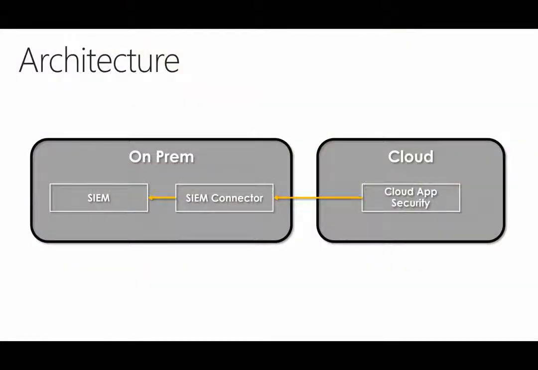Today we're going to do a quick video on how to set up the SIEM connector for Cxp Security using some free tools. Before we begin, let's take a quick look at the architecture. Cxp Security is a cloud-hosted service, and we're going to be deploying our SIEM connector on-prem, which is then going to be connecting to our SIEM.